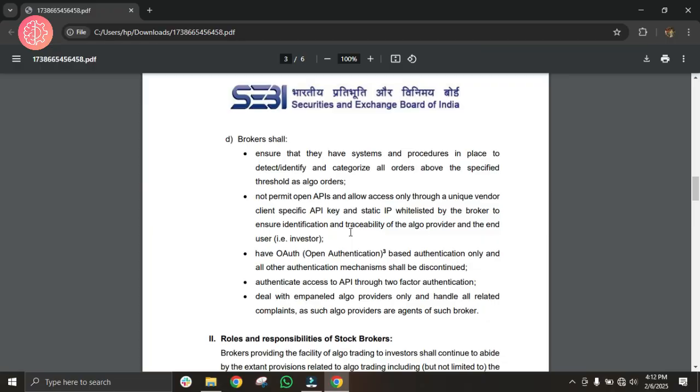So what SEBI is now saying is that in this software layer, all the brokers are now responsible for every part of this layer, which means that brokers need to have some sort of oversight on what exactly is being done, and they will have to tag the orders. So whatever orders are being placed from any platform like Tradetron, this order will have to be marked as an algo order, and with that, they cannot allow open API, which means that they have to know which platform is firing that particular order, and there has to be some sort of two-factor authentication.